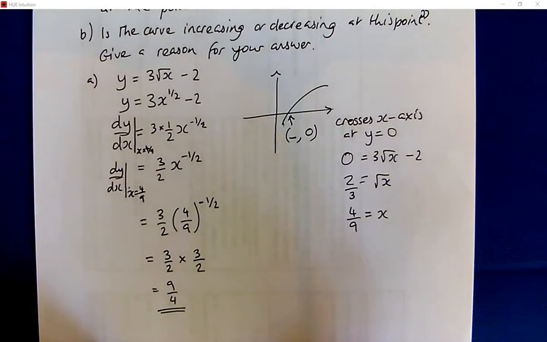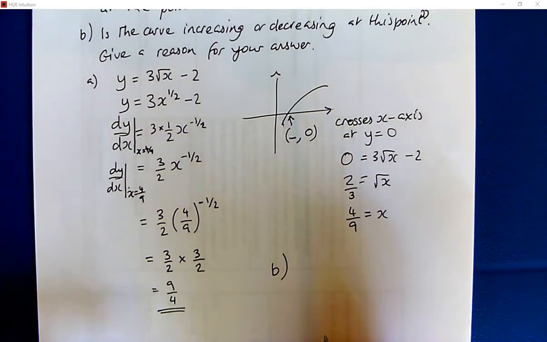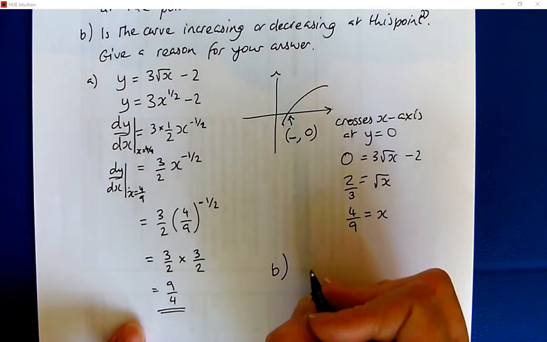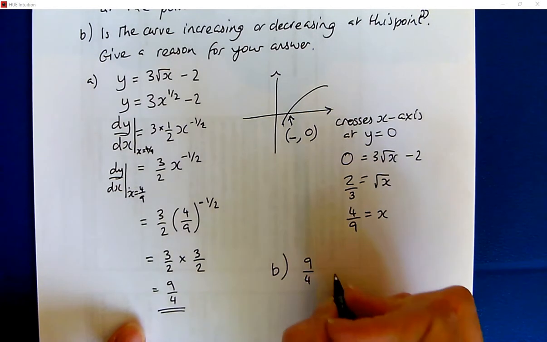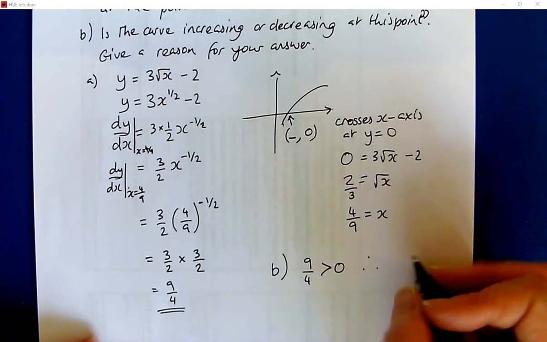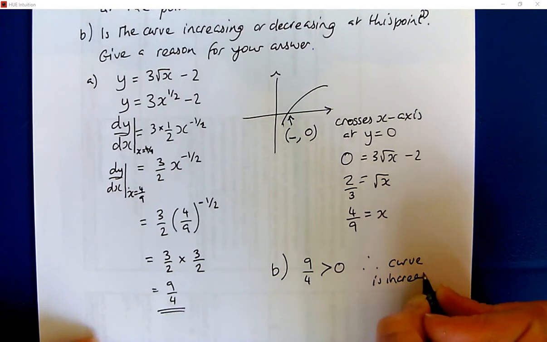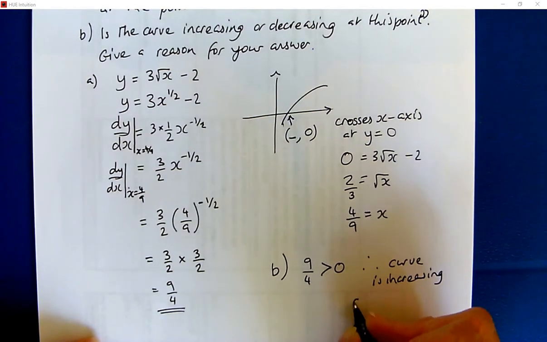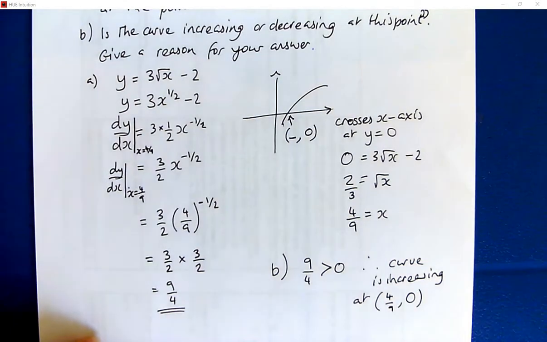Okay. Now for part B, is the function increasing or decreasing at this point? So it's increasing if the gradient is positive. So 9/4 is greater than 0. Therefore, the curve is increasing at 0. Okay.